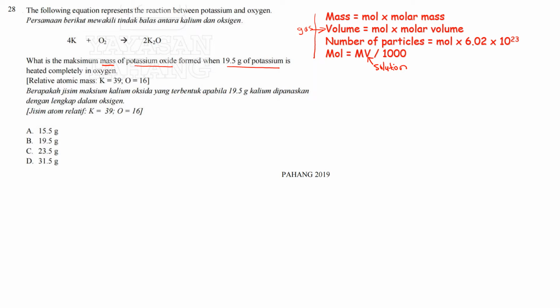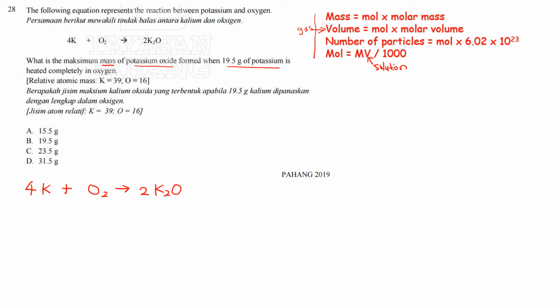Now we look at the question. For this type of calculation, you must write the balanced chemical equation first. So we write the equation. From the equation, we know that 4 moles of potassium will burn in 1 mole of oxygen to produce 2 moles of potassium oxide. This is the balanced chemical equation.